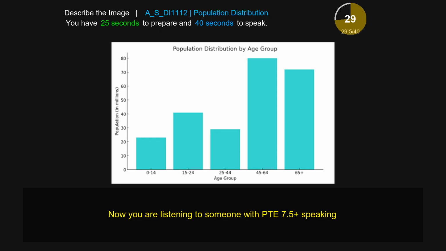In conclusion, this chart gives a clear representation of how the population has been distributed over the different age groups in a clear and proper manner.